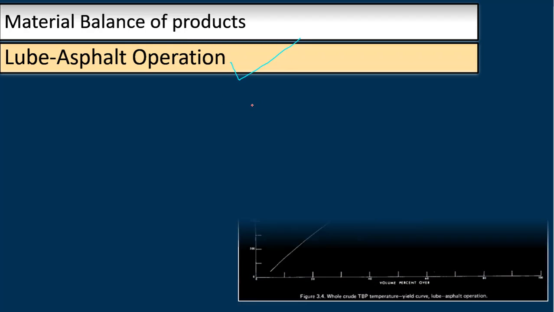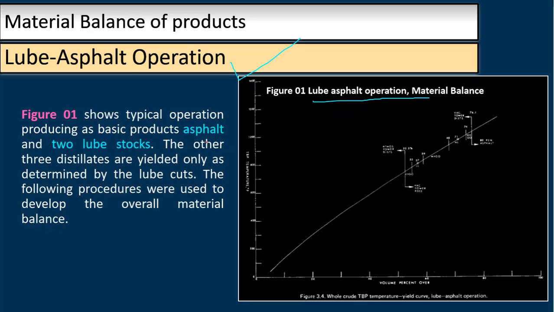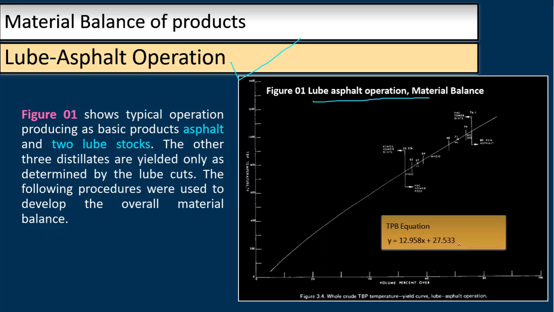In the lube asphalt operation, this is a graph, which is basically used to help find out the amount of the asphalt and the amount of the lube. This is the overall whole TBP crude oil. So how can we use it? This is basically used for the calculation of the lube asphalt operations. This is the equation for the given TBP graph: y is equal to 12.958x plus 27.533, where y is the temperature and x is the volume percentage. So if we put any value of x, we can find out the y value or vice versa.